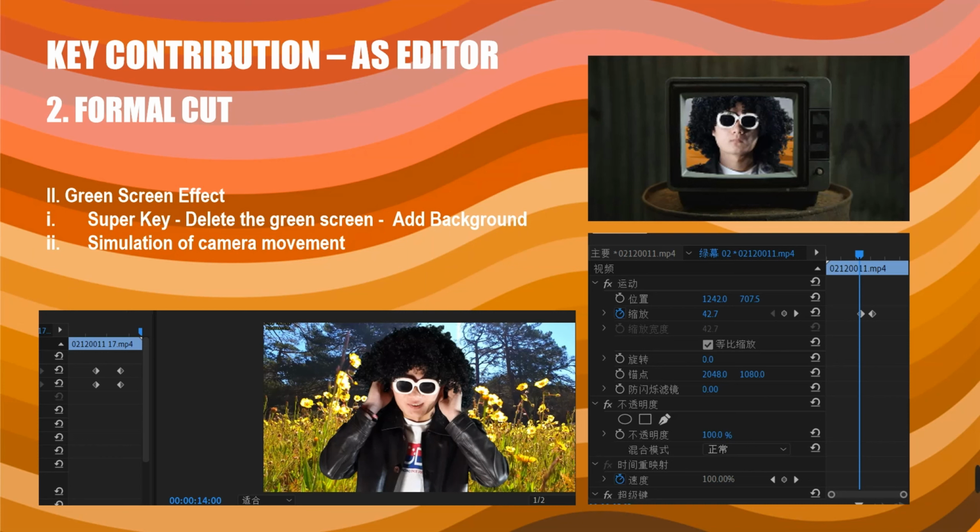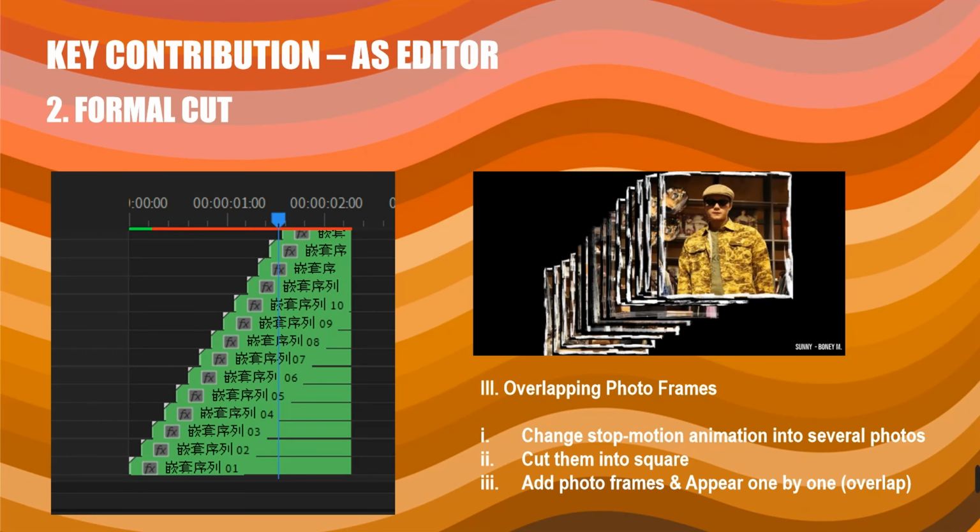Next, for the green screen, I added the super key to the scenes in PR to remove the green screen. Then I added different types of background to them. To simulate the movement of the camera in the music video, I used keyframes to set the zoom effect. Meanwhile, I modified the original stop-motion animation into several photos. I cut them into sequences and added the frames drawn in Procreate to create the final effect of overlapping appearance.